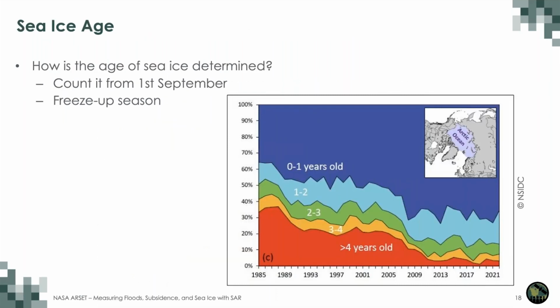So I talk about here as the age of the sea ice. How do we actually determine the age of the sea ice? Well, this is not something that we do with SAR images, but we start counting from the 1st of September or the start of the freeze-up season. And once the ice has survived one melting season, when we have these melt ponds, then we say that the ice has turned 1 year old. And this roughly happens then on the 1st of September.